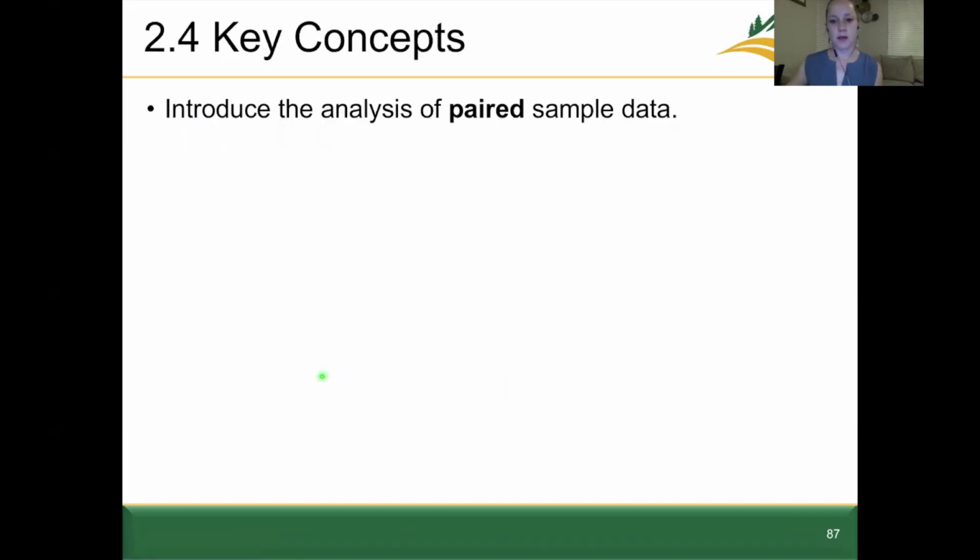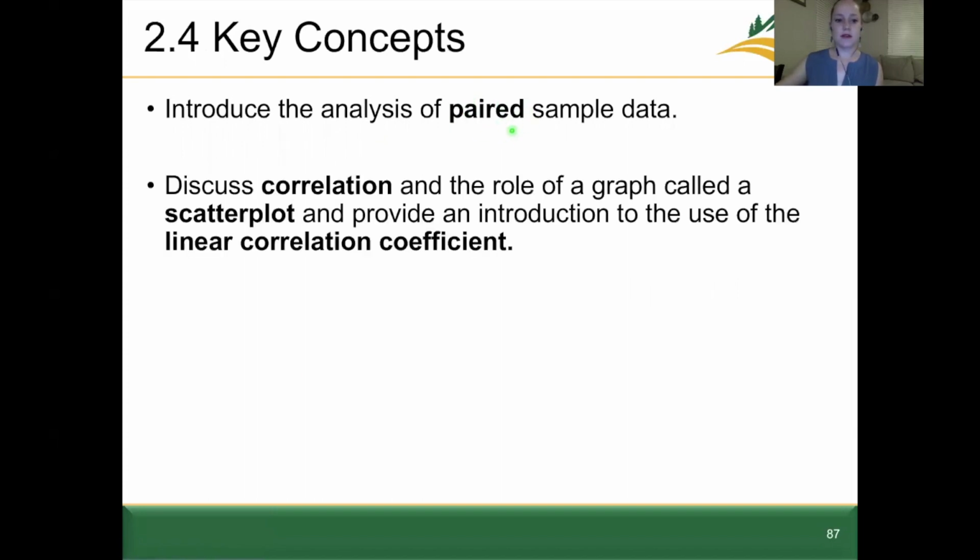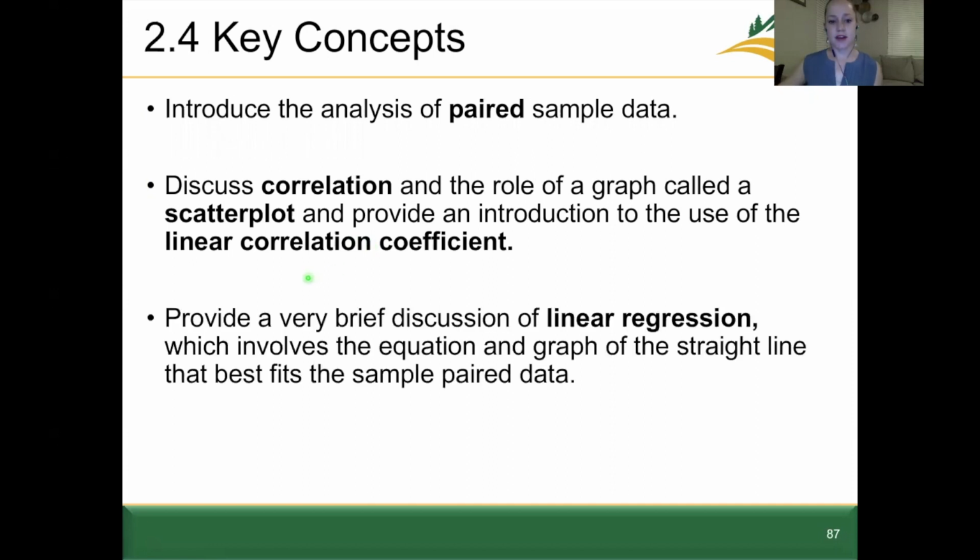Some key concepts we'll cover here in 2.4. We're going to introduce the analysis of paired sample data, and we'll define what that means within this lecture. We'll also discuss correlation and the role of a graph called a scatter plot, and provide an introduction to the use of a linear correlation coefficient, and we'll define all of these concepts. The last part of this section will provide a very brief discussion on linear regression, which involves the equation and graph of a straight line that best fits the sample data.